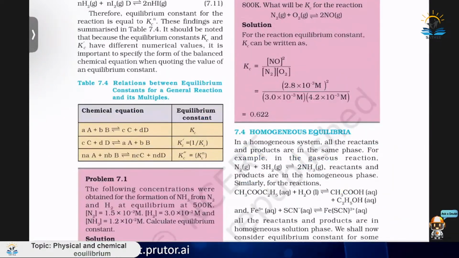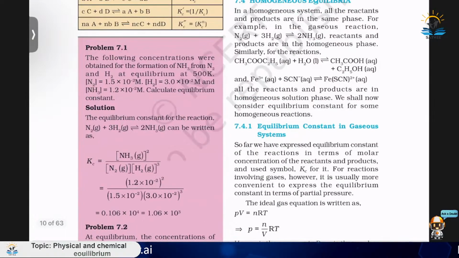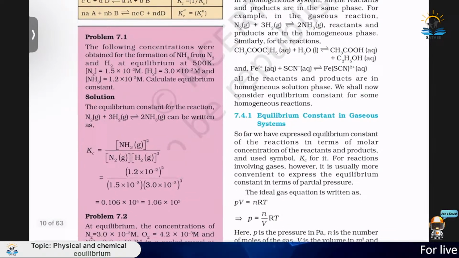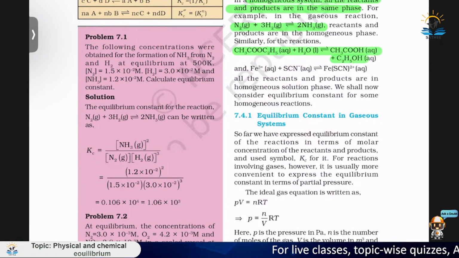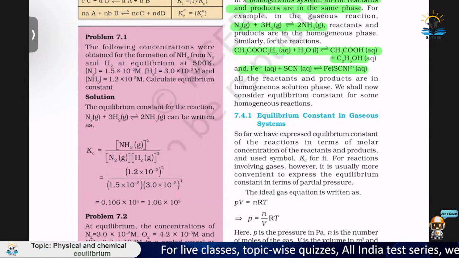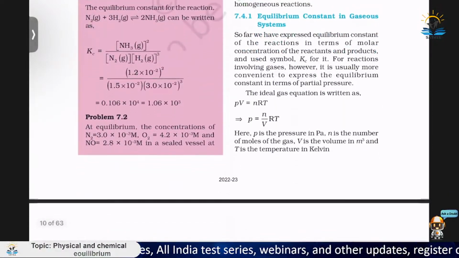Kc and Kp we have done. Let's move on to homogeneous equilibrium. In a homogeneous system, all reactants and products are in the same phase. For example, they can be in the gaseous phase, they can be in the liquid phase, or they can be just in the aqueous phase. Solid equilibrium is very rarely seen because the dynamic property of the system is not there. The particles are not free to move in a solid, so the dynamic nature of equilibrium cannot be set up in a solid equilibrium. Right? Let's move on.